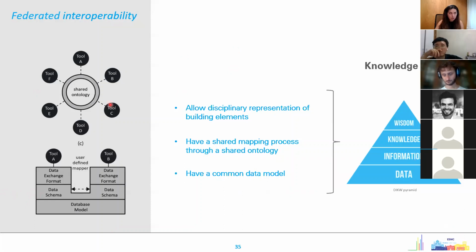So there are key parts to be able to use knowledge graphs and this federated interoperability in general. First, we need disciplinary representations of building elements, to have this shared ontology, or ontologies that can be aligned with different modules of ontologies. And then we need a common database model, which all of them use, because we want to integrate the data. Then from data, we reach information, knowledge, and wisdom, because we have everything connected with each other.